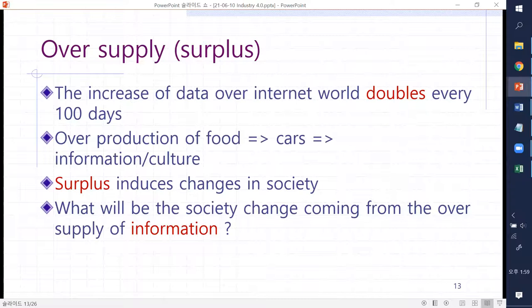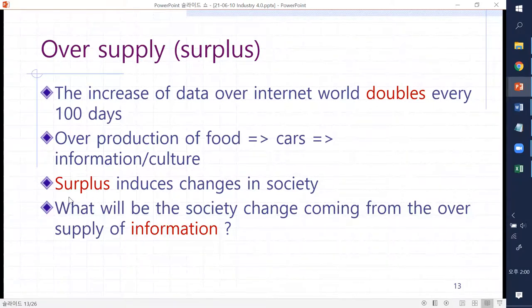So the surplus of agricultural food and the surplus of cars is already here, but I'm talking about the surplus of data or information over the internet. And nowadays, the whole data size doubles every 100 years. So in 1 year, there are 350 days. You see that the data size over the world is 8 times bigger than 1 year before. Okay. So the surplus of food is now the surplus of cars. And what can be helping the surplus of information or data or culture?